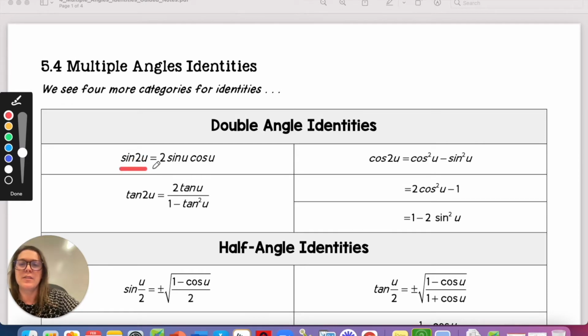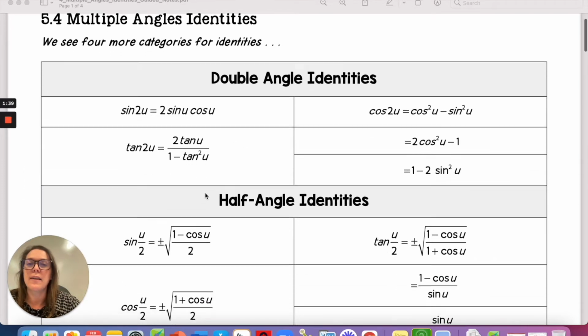Okay, so our double angle for sine of 2u is equal to 2 sine u cosine u. Our double angle for cosine has multiple variations. You have cosine squared u minus sine squared u, and then that can be derived into 2 cosine squared u minus 1, which also can be derived into 1 minus 2 sine squared u. So those are all your possible values for your double angle of cosine. And then your double angle of tangent, tangent of 2u, is equal to 2 tan u all over 1 minus the tangent squared of u.